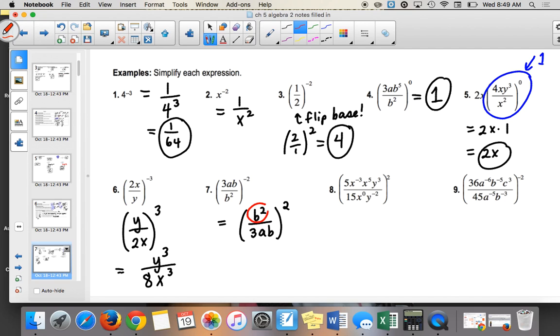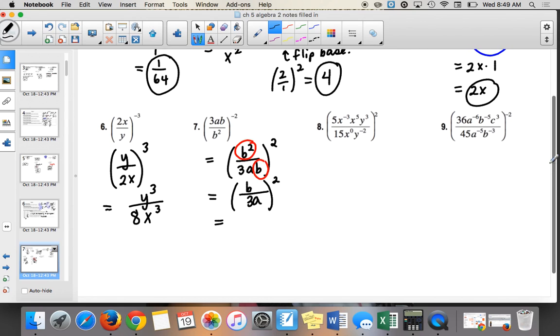Okay, so how about the b squared and the b? Yeah, so b on the bottom, b on the top go away, so I get b over 3a, and then I square it. So when I do b over 3a, and then squared, it's b over 3a times b over 3a, so I get b squared over 9a squared. That's my answer. The 3 times 3 is the 9. Yeah, that makes sense.